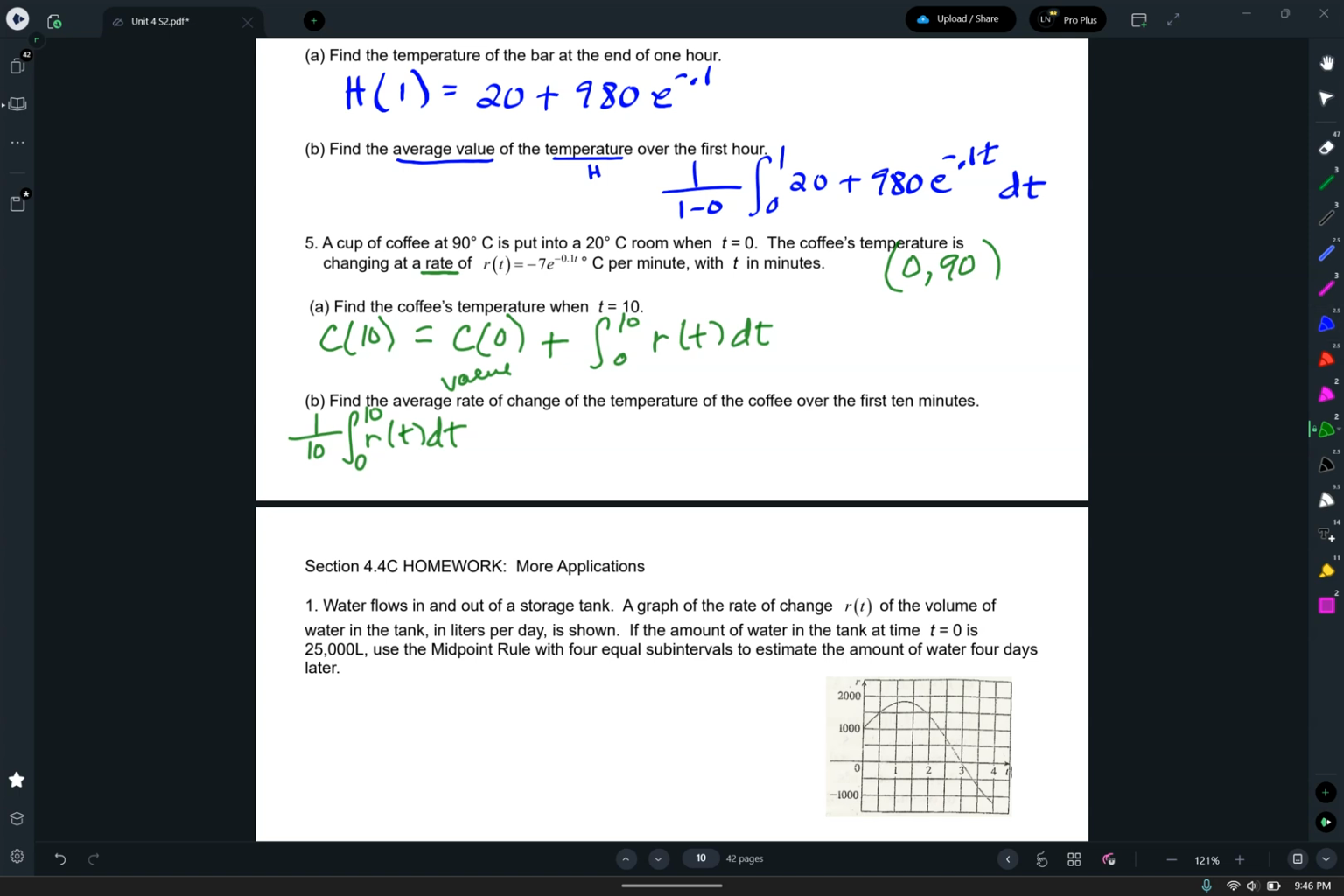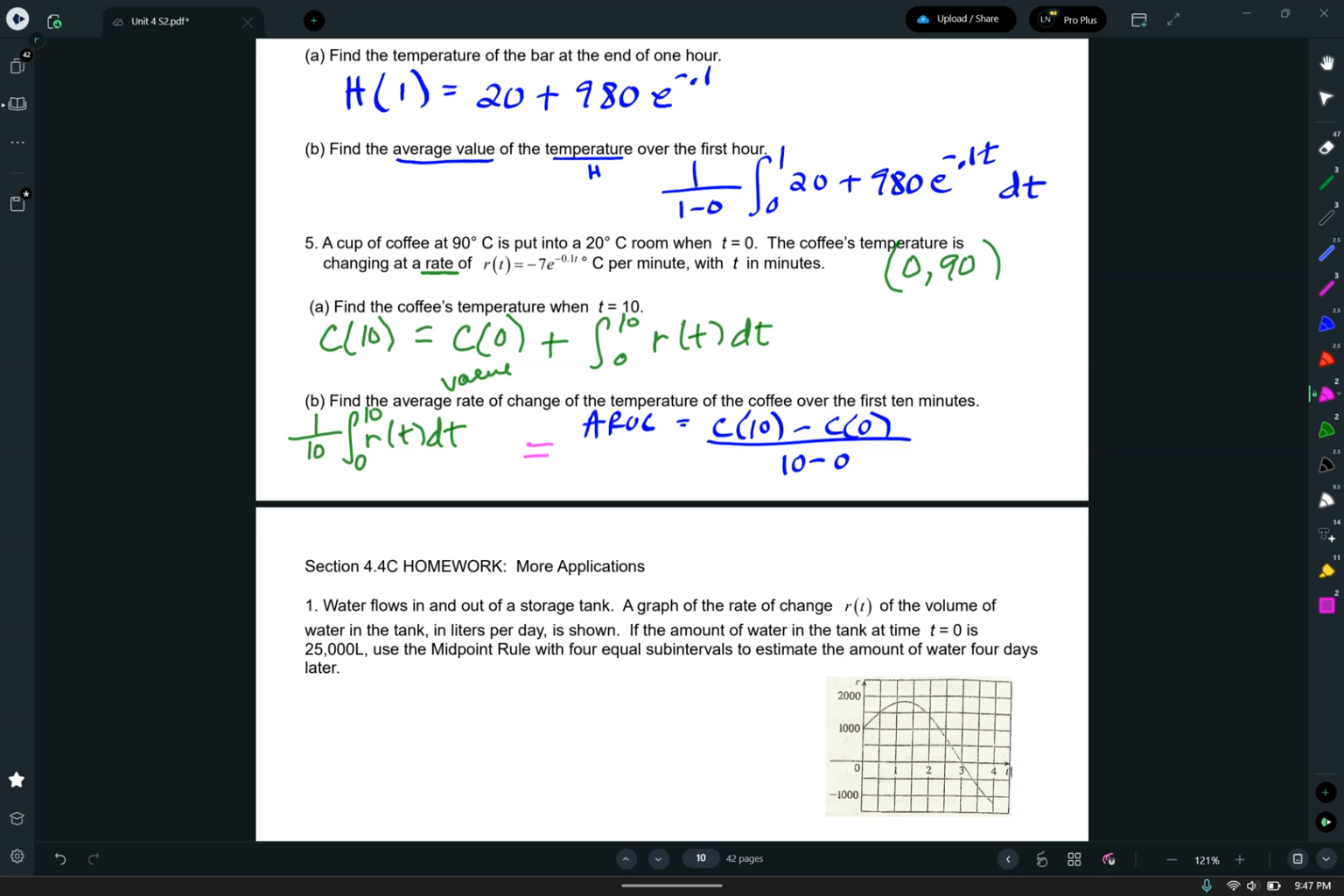Now, let's compare that to our old version of rate of change. Remember how we used to say the average rate of change of the temperature is going to be the temperature at time 10 minus the temperature at time 0, all over 10 minus 0? That's the way we talked about average rate of change before. Well, does it make sense that that is the same as what I wrote over here in green? Are these the same thing?